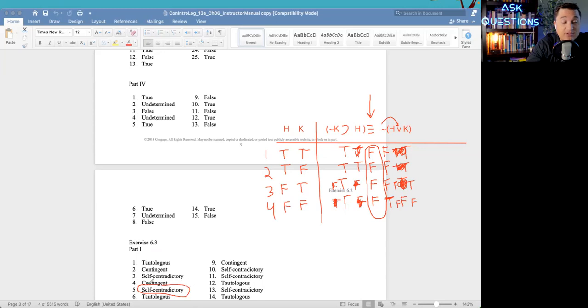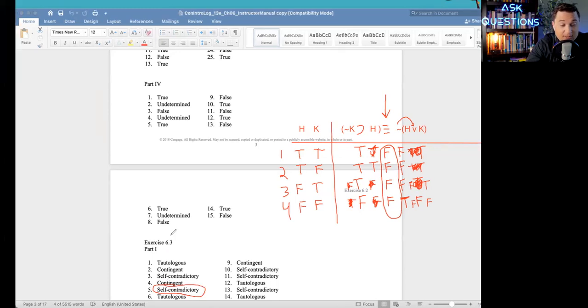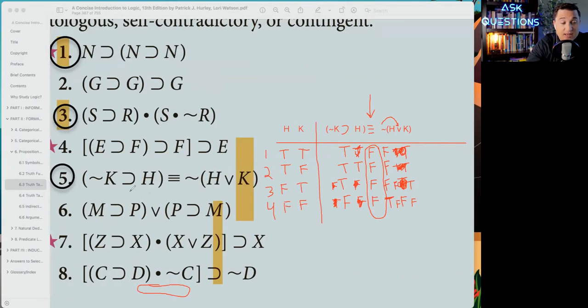And that's why we do the truth table. Because when it's that complicated, sometimes you can't tell just by looking at this. But this statement is necessarily false. It's false that either H or K. So you're really saying H is false and K is false. That's what this is saying.